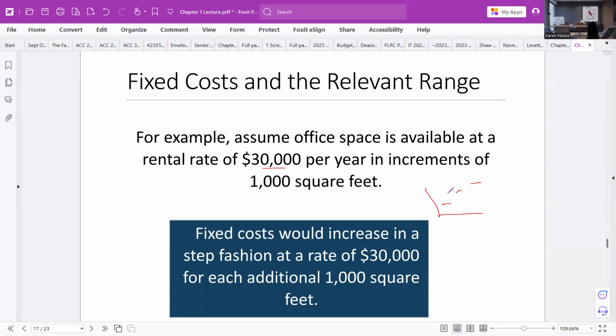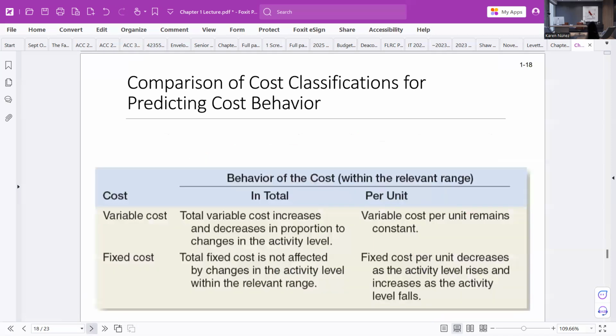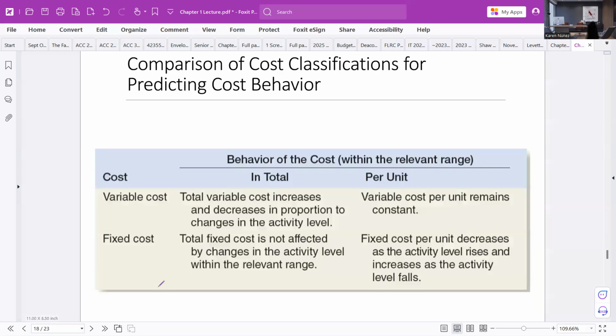But as long as you remain within some relevant range, the cost is constant at that level of activity. That's what's true of a fixed cost in total. It's constant. So it helps in many cases to commit this to memory, right? As you try to understand and predict these cost behavior patterns, you need to know this, right?